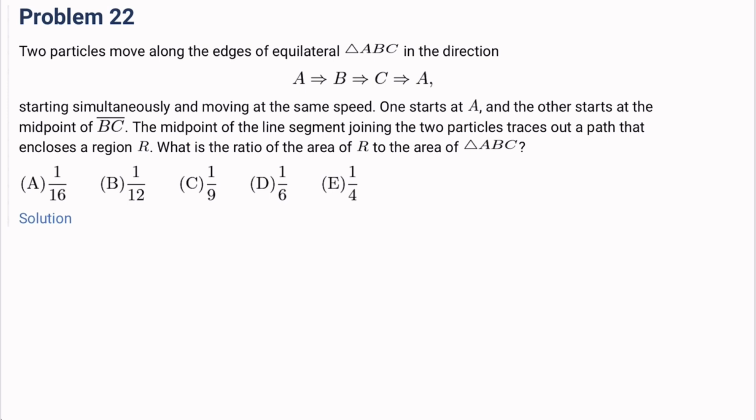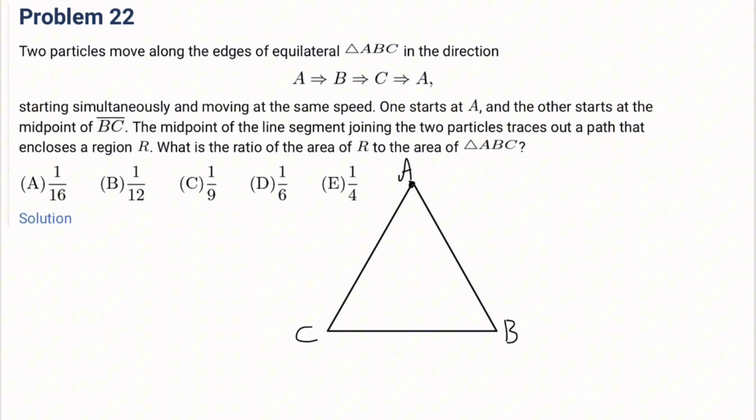What is the ratio of the area of R to the area of triangle ABC? Okay, so if we bring out this equilateral triangle, let's say that the top is A, then this is B, and this is C. And so if one starts at A, then the other would start at the midpoint of BC, right here. So this will be the other particle. The first midpoint would occur right about here.